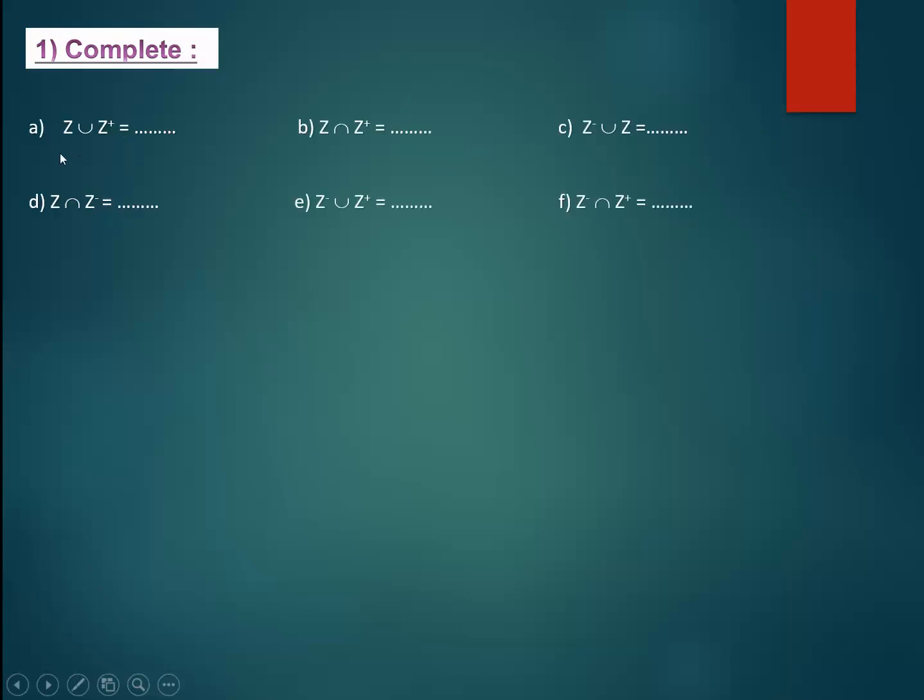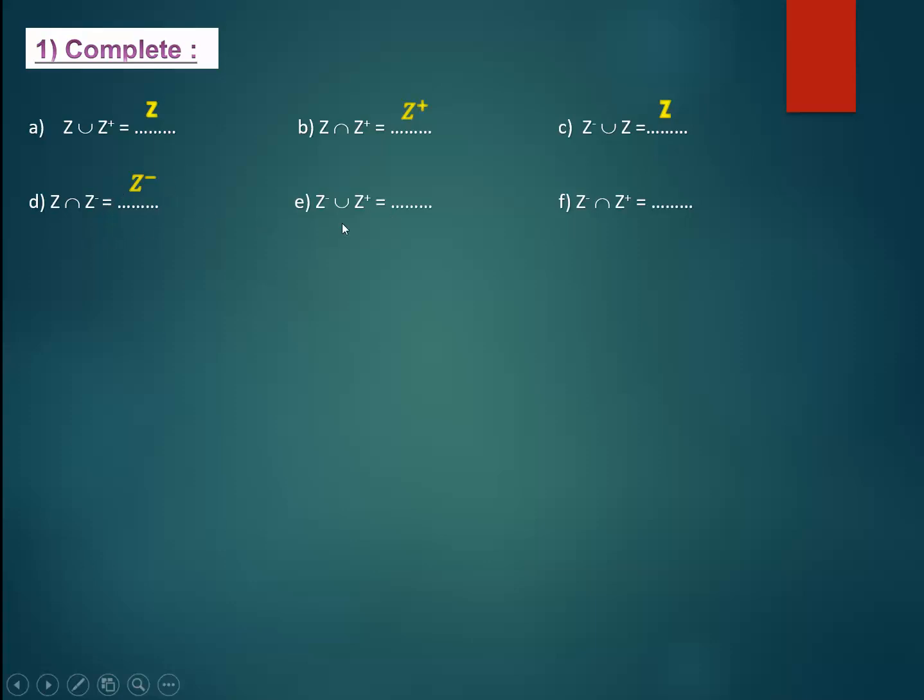Complete: Z union Z positive. You must ask yourself, Z positive is a subset of Z, so the union equals, yes, Z. Z intersect Z positive. Z positive is a subset of Z, so the intersection is Z positive. Z negative union Z. This is a subset of this, so the union is Z. Z intersect Z negative equals Z negative.